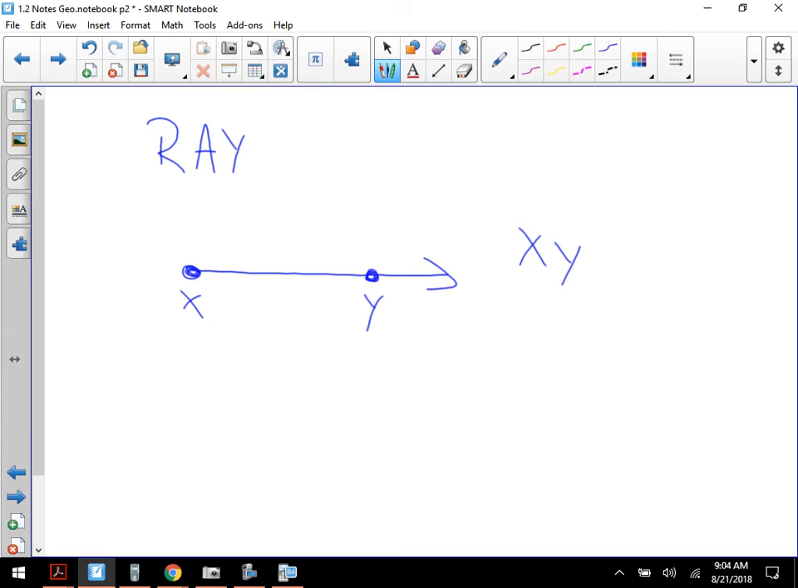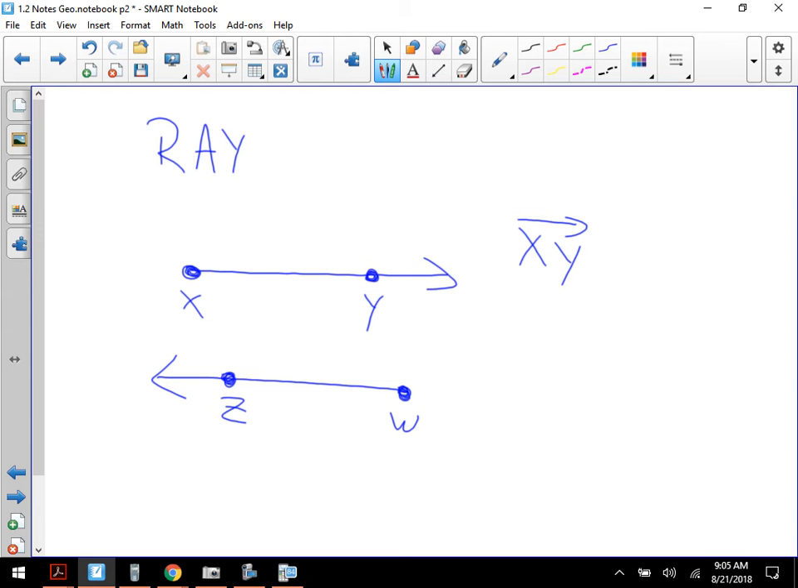And then what you do is you draw the arrow. The end is over the first letter. The arrow is through the second letter. What would you call that ray?